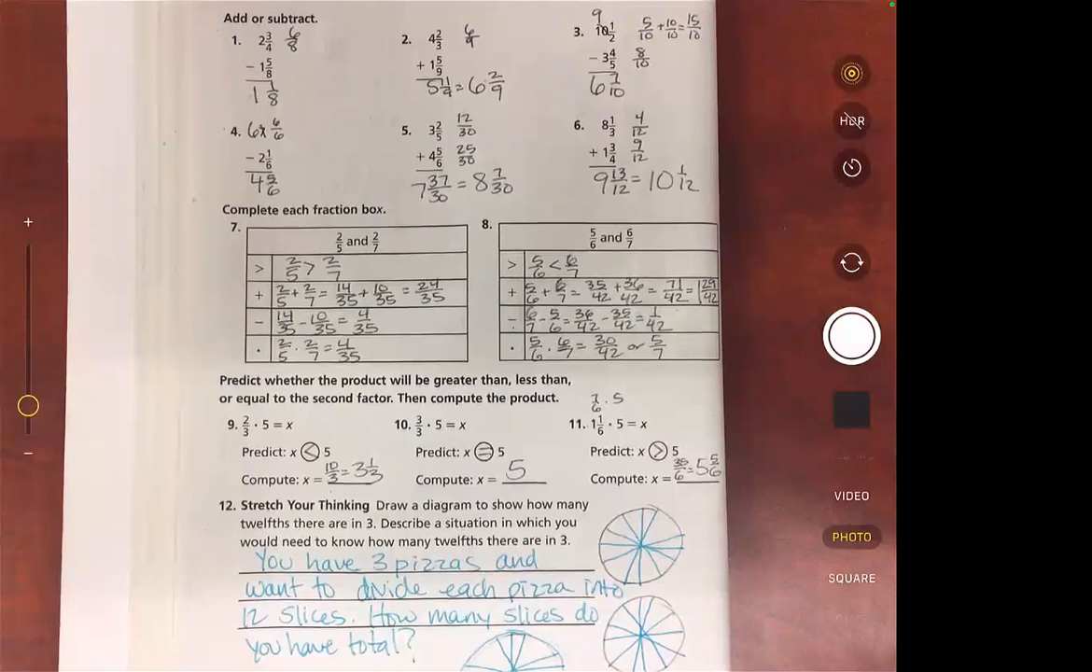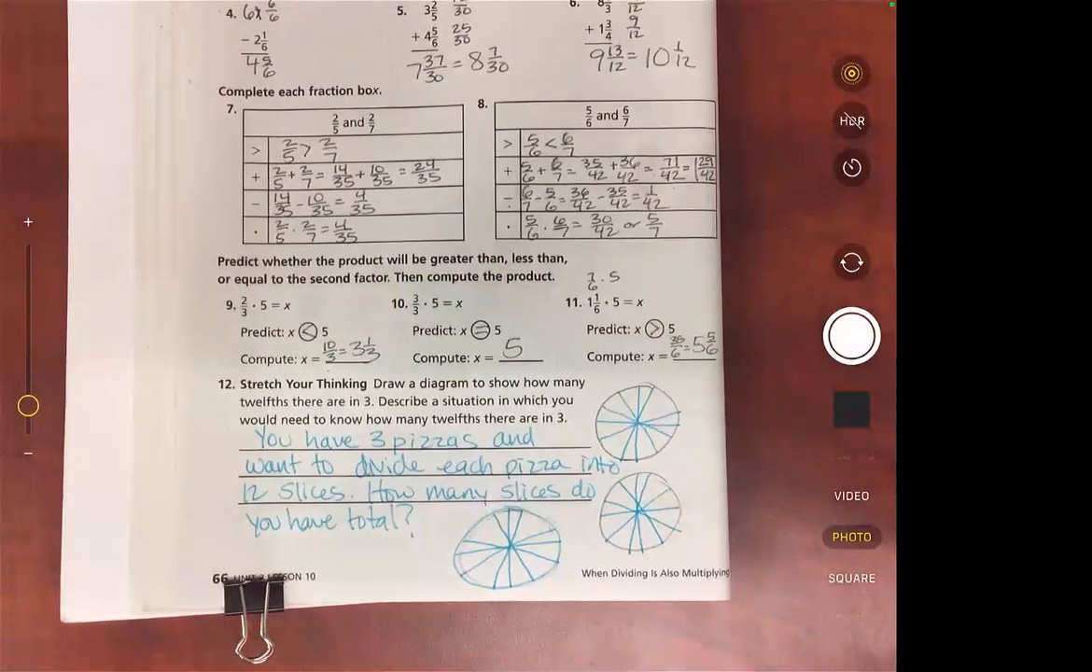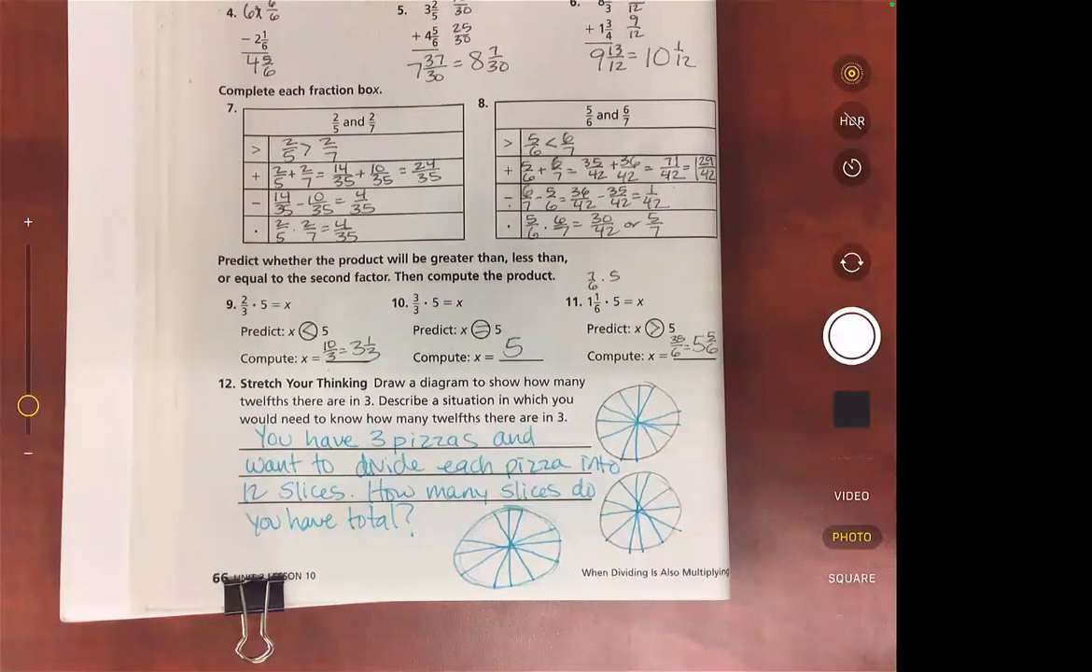Any questions? No. Move it up a little bit so you can see all of the last one. All right, are we good? Yeah.